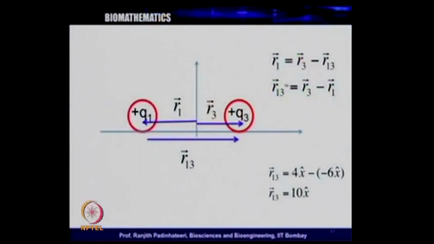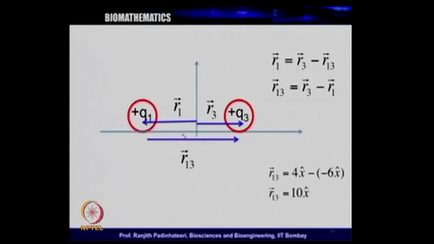Then from this, I can say R13 is R3 minus R1, because I can take R13 this side and R1 this side, and rearrange this. So I would get R13 is R3 minus R1. So if I know R3 and if I know R1, I can calculate R13, which is R3 minus R1. R3 is 4x, R1 is minus 6x. So 4x minus (minus 6x) is 10x.